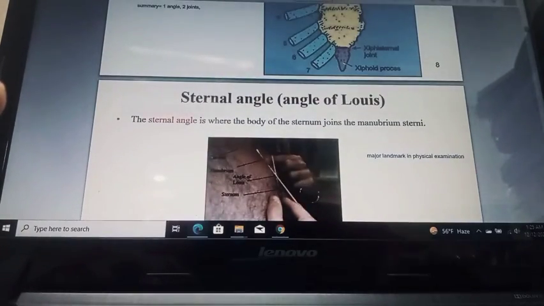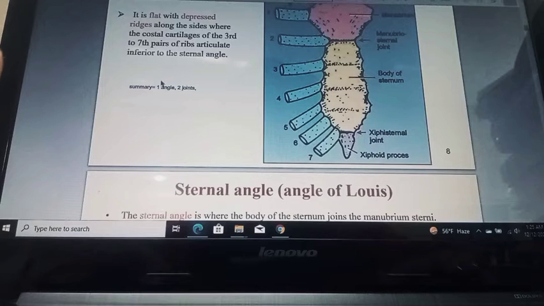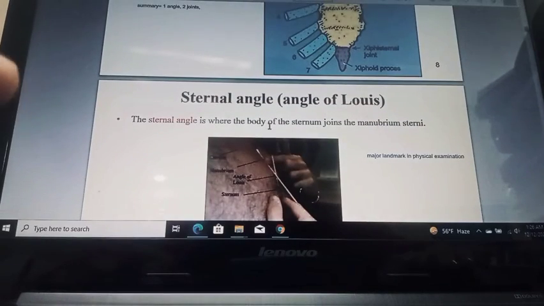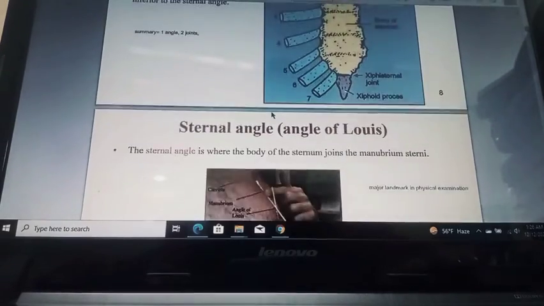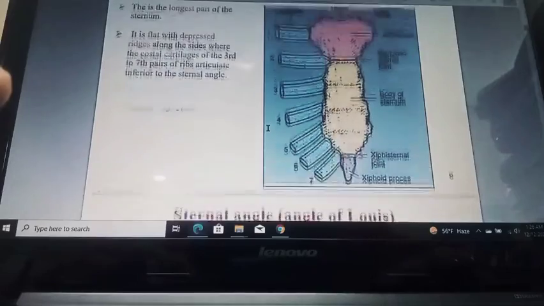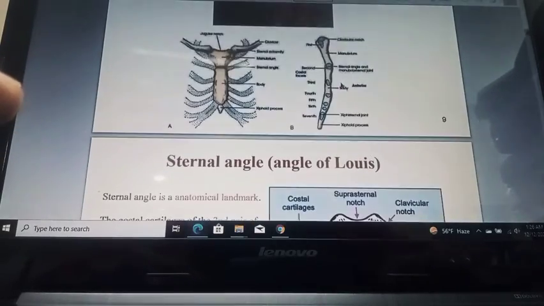This is the sternal angle. It has one angle and two joints, as I told you before. One joint is the manubriosternal joint, the second joint is the xiphosternal joint, and it has one angle known as the sternal angle. Another name for the sternal angle is the angle of Louis. The sternal angle is where the body of the sternum joins the manubrium sterni. Let me show you. Come here, this is the body, this is the manubrium. So this angle is known as the sternal angle. You got it.